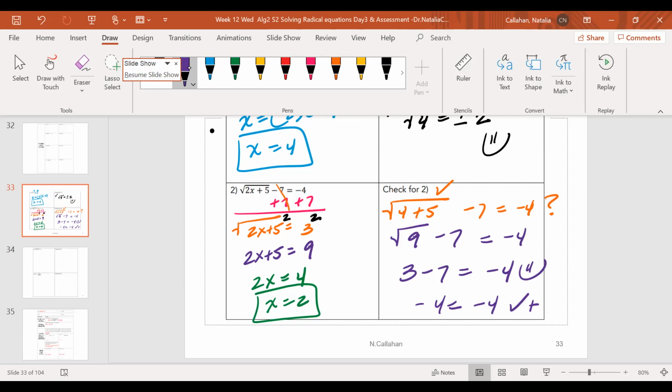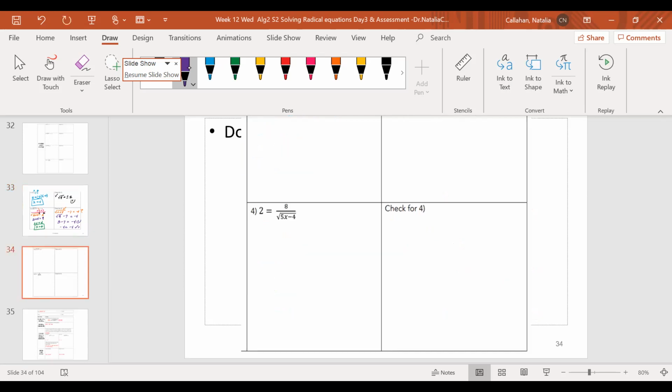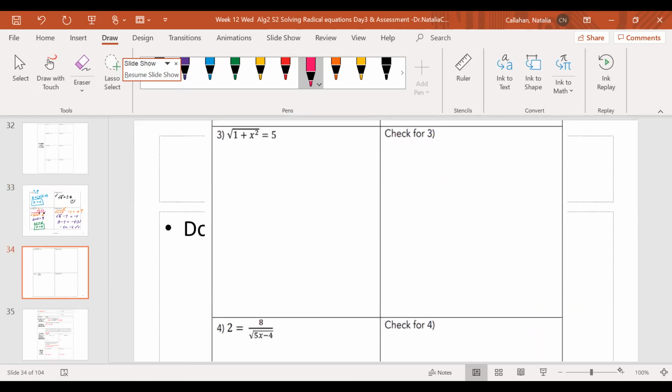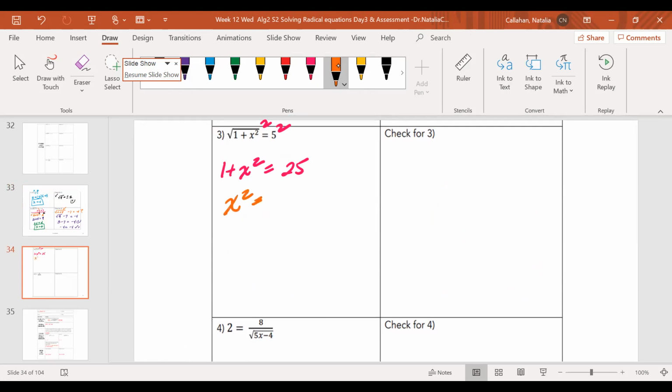Okay, so let's go ahead and take a look at example 3. For example 3, you don't have any numbers on the outside, which is great. So I'm just going to go directly to squaring both sides. So 1 plus x squared equals 5 times 5, which is a 25. Subtract 1 on both sides. 25 minus 1 is a 24.